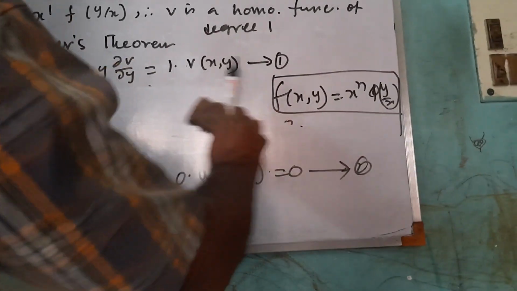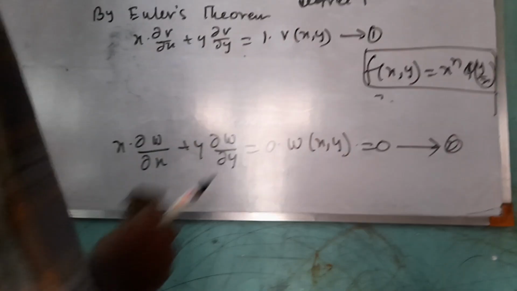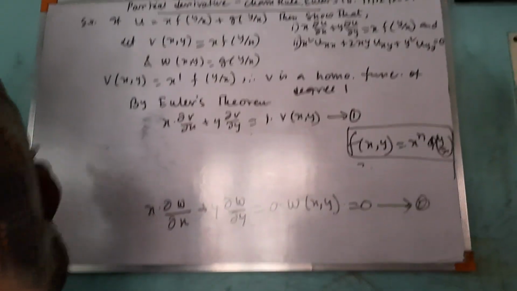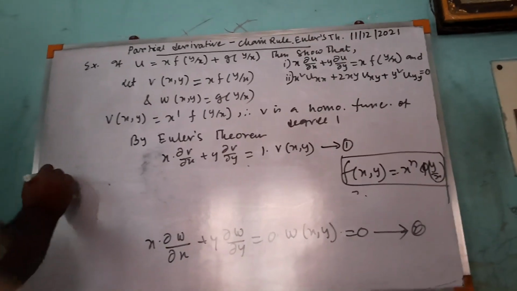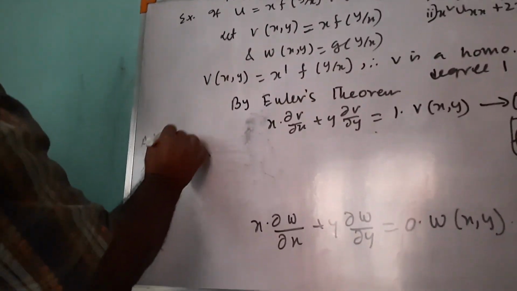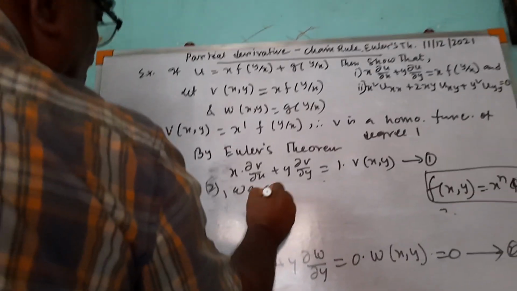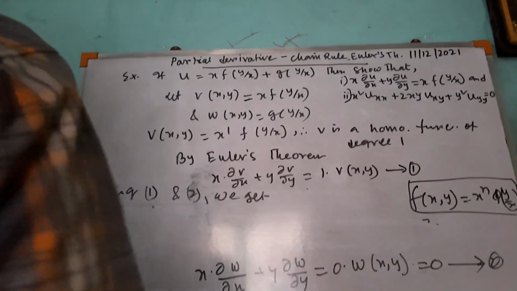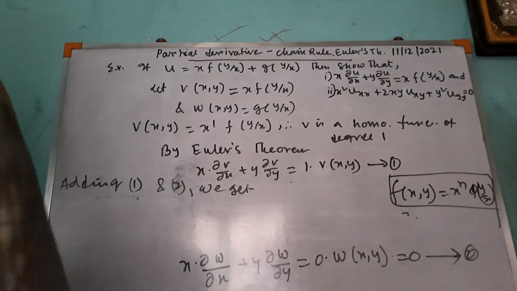What is equation 1? This is equation 1 and this is equation 2. If we add these two, adding 1 and 2, we get... What is 1? This is equation 1. So what will you do?